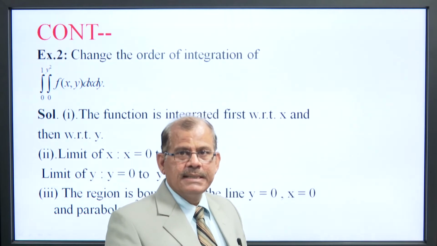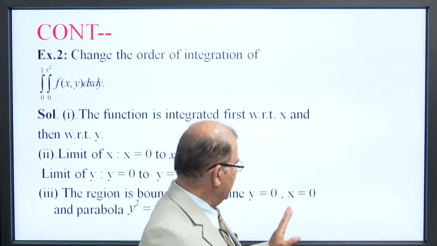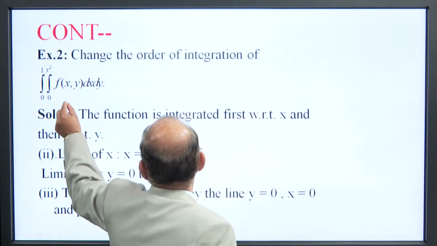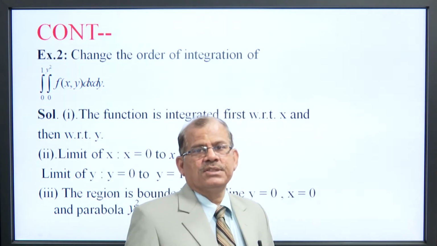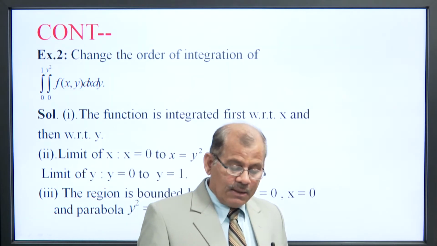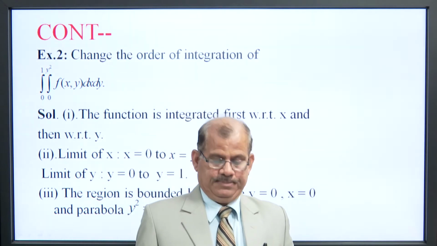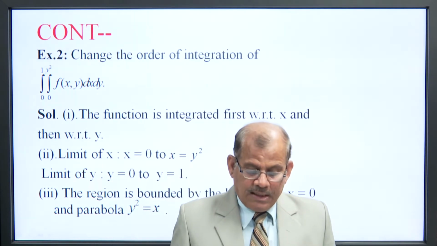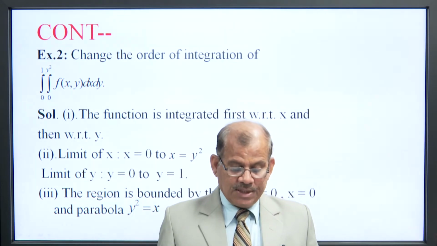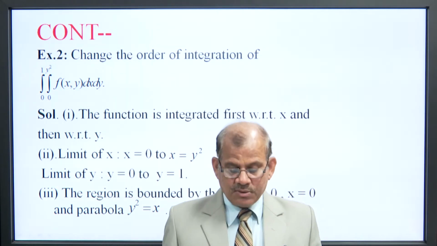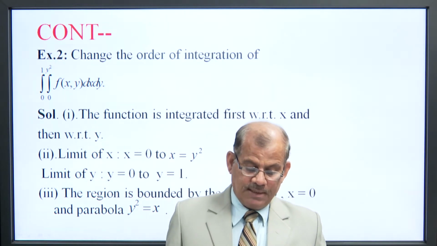The function is integrated first with respect to x and then with respect to y, since x has a variable limit and y has a constant limit. The limit of x is from x equals 0 to x equals y square, and the limit of y is from y equals 0 to y equals 1.